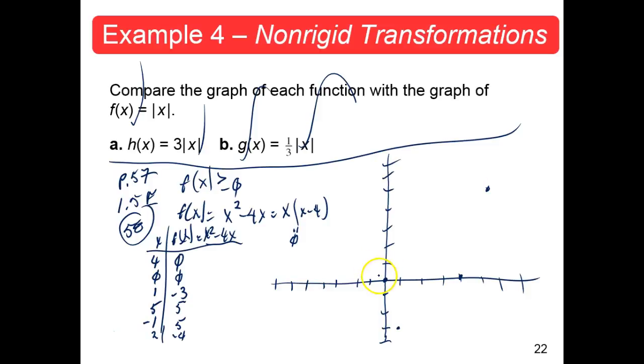-1, 5. Left 1, up 5. I think that was it. Right about there. And I did my 2, -4. I did that one right there. Okay? Let me tell you something. This is where I'm getting ahead of myself.